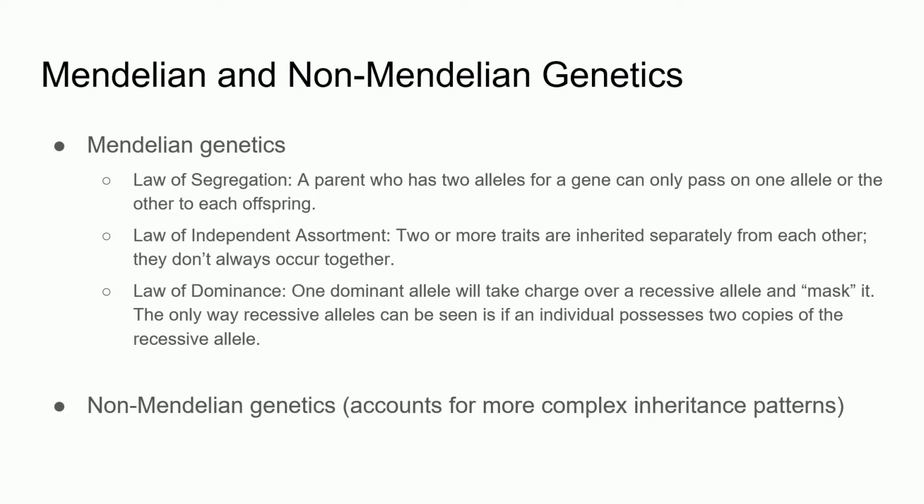Two or more traits are inherited separately from each other and don't always occur together. And finally, a dominant allele will take charge over a recessive allele. The only way recessive alleles can be seen is if an individual is homozygous for the recessive allele. For clarification, an allele describes a variant of a gene.